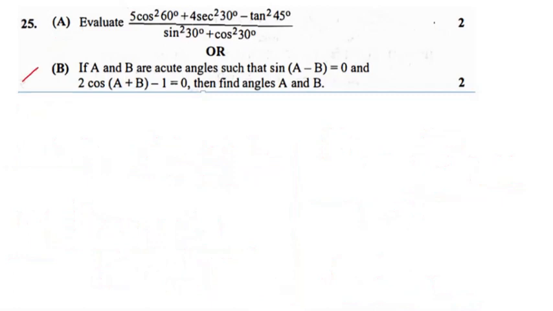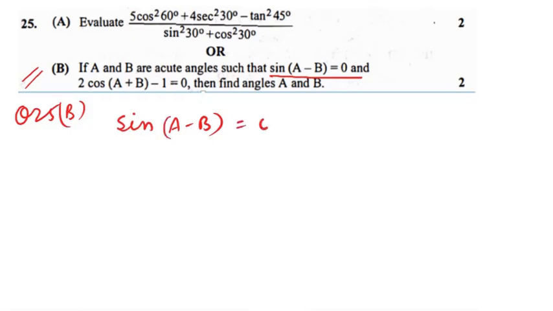If you want to solve question number 25B, you can get marks in this question too. So here we have A and B are acute angles such that sin A minus B is 0. So we are given sin A minus B is 0. So just think which angle of sine gives 0. If you know the trigonometric table, then you can say that sin 0 degree is 0. So if on both sides we have sine, these angles are also equal.